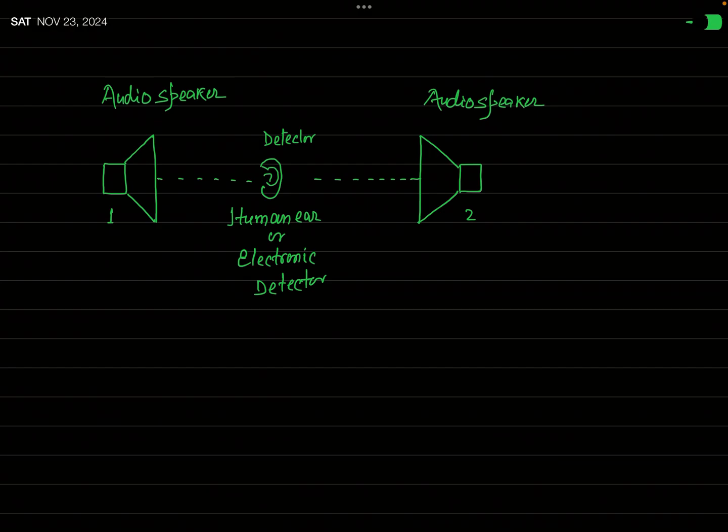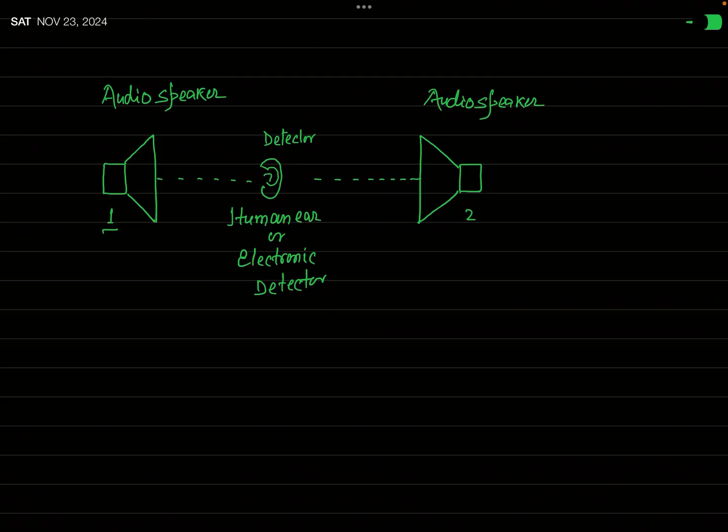Actually, to explain this, let us consider two audio speakers, as you can see in this figure. This one represents one audio speaker, and this is another audio speaker. We also consider that these two audio speakers are driven by the same amplifier. It means they will produce sound of the same quality, same intensity, same amplitude, everything will be the same because both are driven by the same amplifier. Okay.